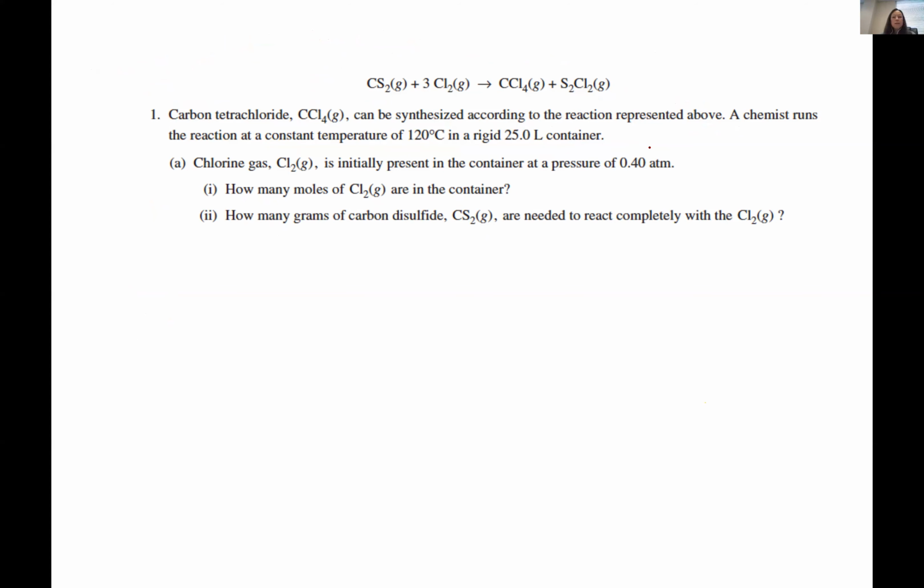If you look at this one, I have a balanced equation. They tell me that we have a reaction at 120 in a rigid 25-liter container, and then we got a pressure at 0.4, and then they want to know the moles of Cl2. What in the world? So is an ice table going to come in handy? No, I have nothing. What is the magic formula that helps me when I want to get moles and I have a pressure, I have a volume, and I have a temperature?